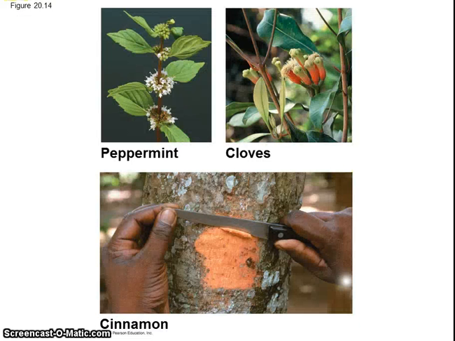Some chemical toxins that we quite enjoy: peppermints, cloves, cinnamon. All of those are to deter herbivory.